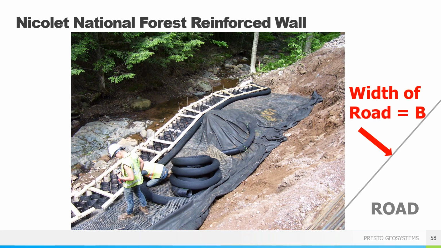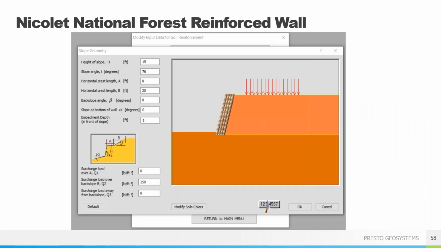You're going to have the width of your road, which again, that's B on that chart, which is going to be your distance to your surcharge loading, the width of the road. And here you go, you get back into that main input screen. Once again, you're going to input your height and your embedment depth. Like I said, I would highly recommend starting with 1 foot of embedment. You can always modify from there.